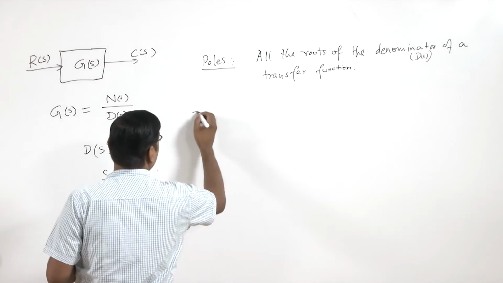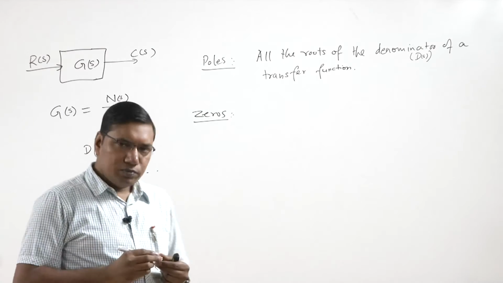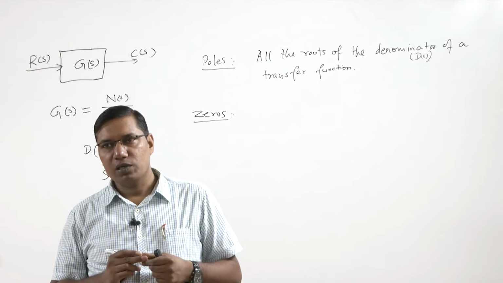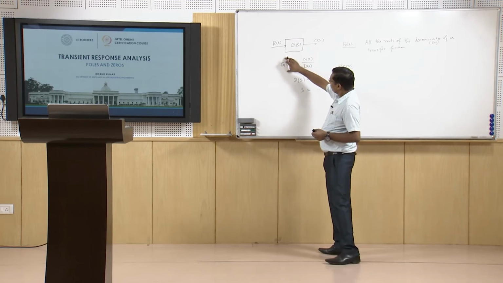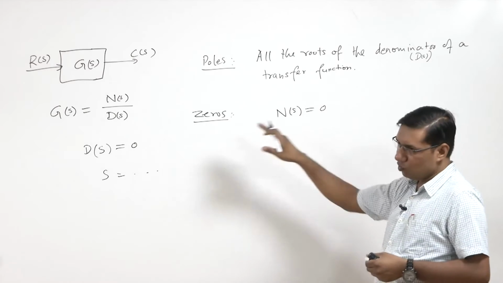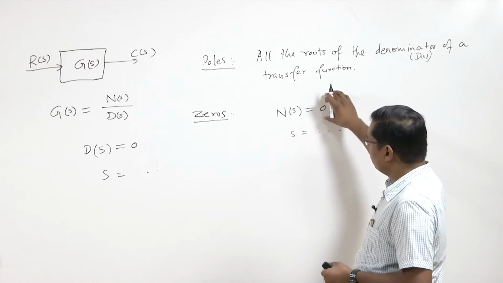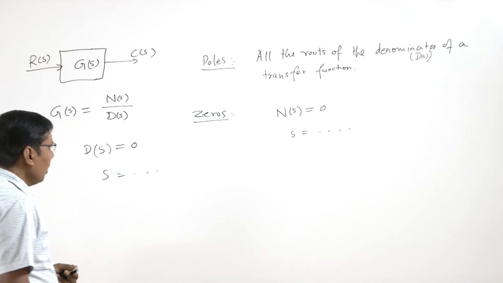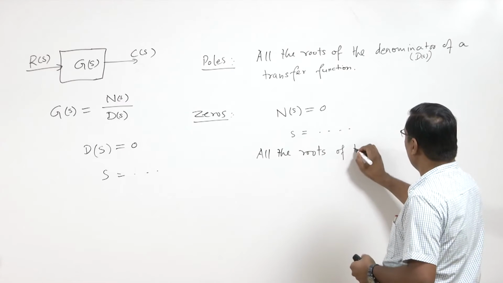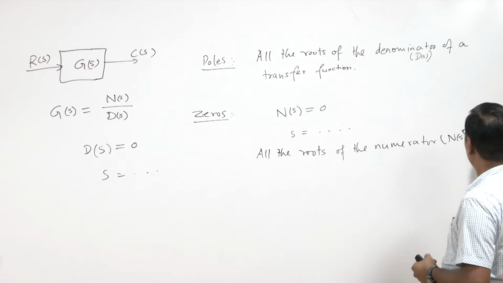Now come to zeros. Zeros of the transfer function are the values of the Laplace transform variable s that cause the transfer function to become 0. So all the values that make this transfer function 0, that is N(s) equal to 0. If N(s) is equal to 0, this transfer function will be 0. So when we solve this equation and we find s, these values are the zeros. So zeros are all the roots of the numerator N(s) of a transfer function.